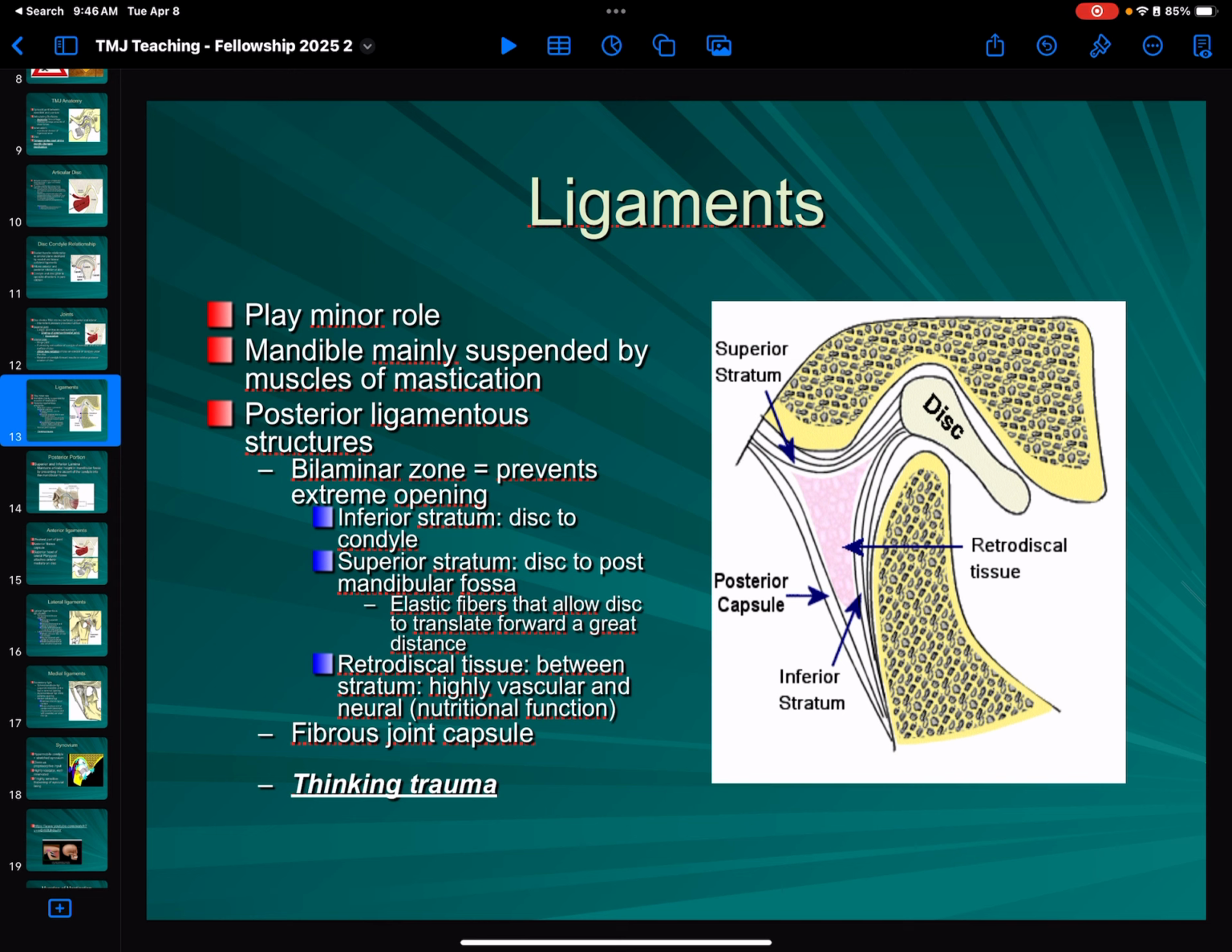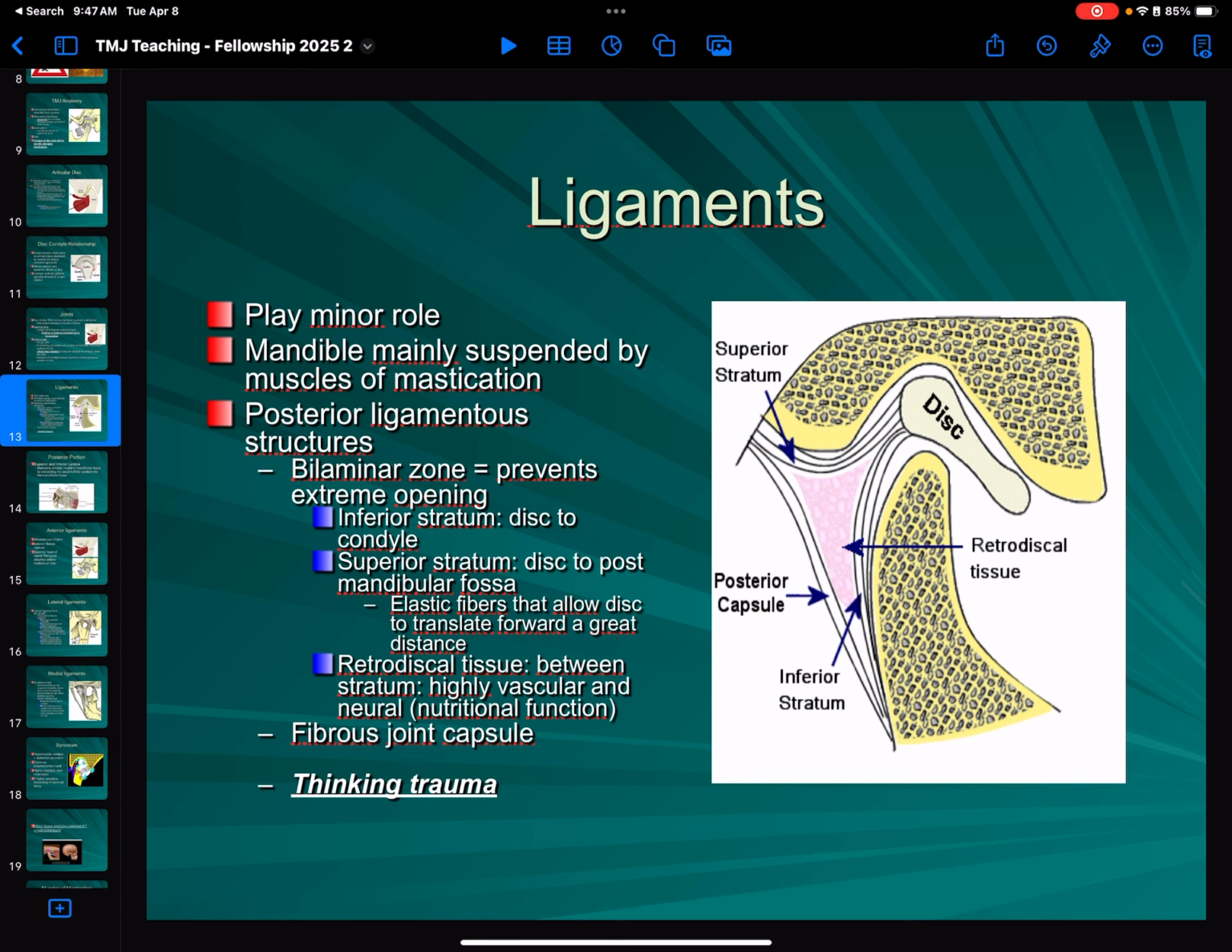Or there's some specificity to the isometrics, not just general isometrics. So you've got this disc that has posterior ligamentous structures as well. This is where different people are going to call it different things. Some people will call it the posterior ligamentous structures. Others will call it the bilaminar zone.